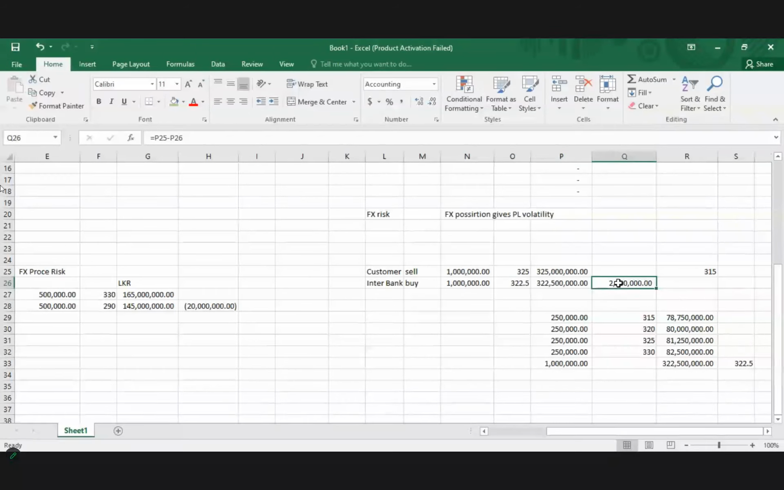What has happened to my profit? Gone down to 2,500,000. What if this average price went to 330? I would have incurred a loss of 5 million. Why is this happening? Because the market is illiquid. Right? So this is what liquidity risk is all about.